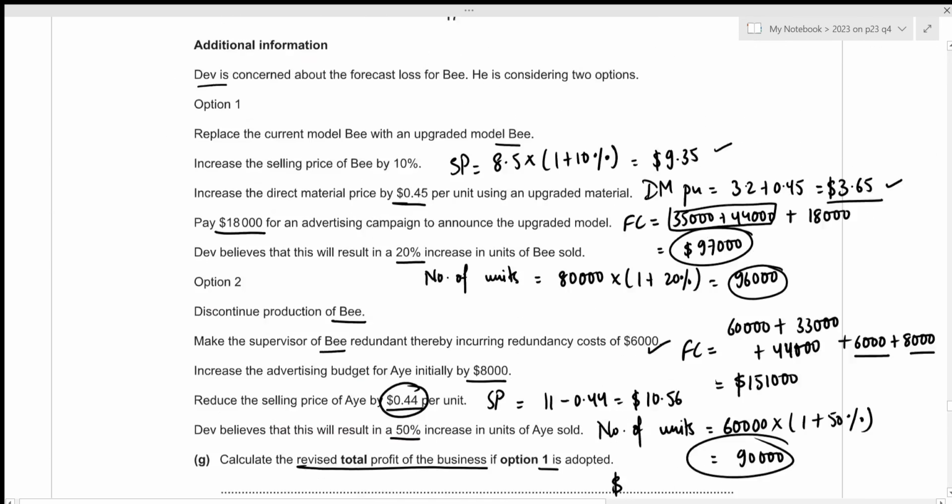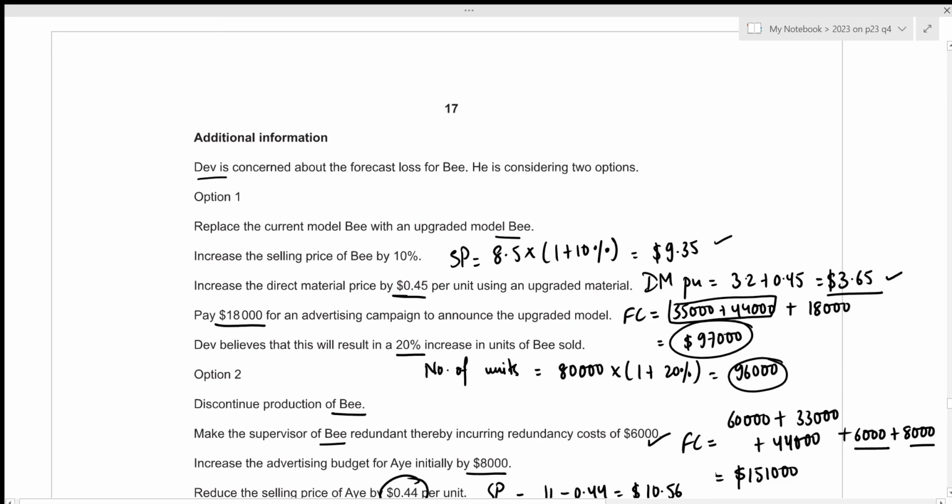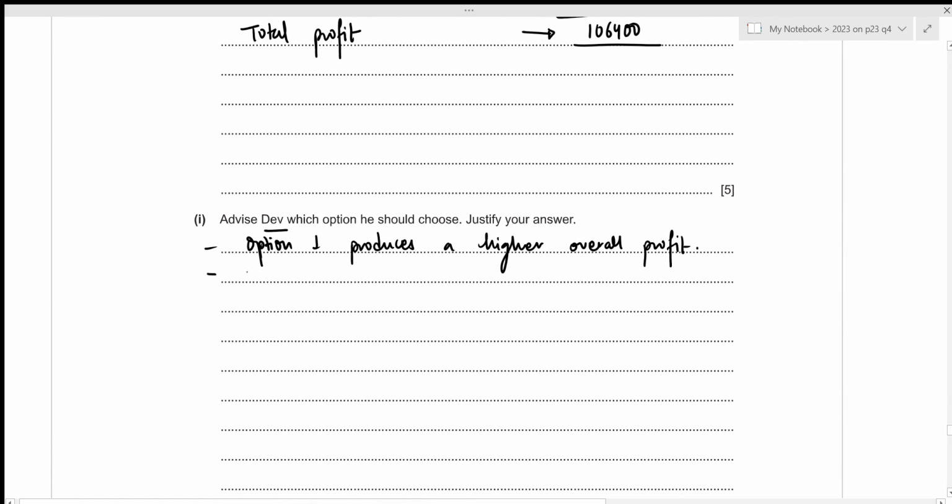Okay, the next thing, let's look at option 1. For option 1, we are upgrading our model. So we can question whether or not the existing customers for product B might favor this upgraded model. So will the existing customers for product B favor the upgraded model?